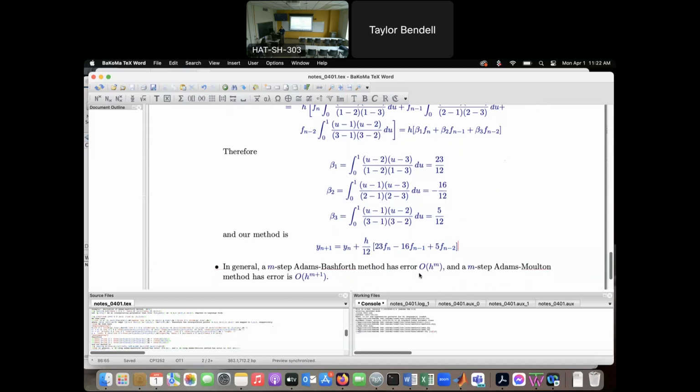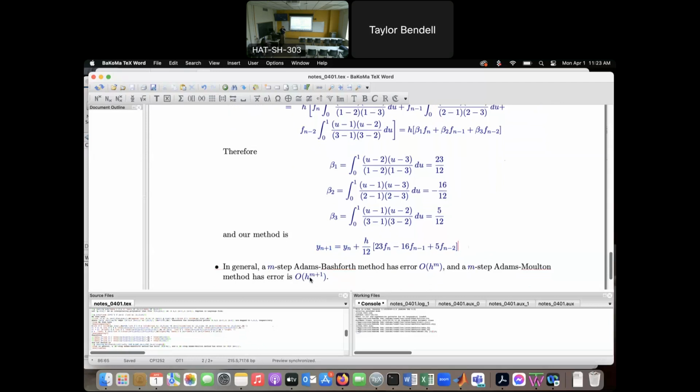Speaking of order of accuracy, an m-step Adams-Bashforth method has mth order accuracy, so the error is proportional to h to the m. This method right here, a 3-step Adams-Bashforth method, is third order accurate. Whereas in the implicit case, the Adams-Moulton method with m steps, the error is h to the m plus 1. The reason for that is, in the implicit case, you have an extra interpolation point at time tn plus 1. So your interpolating polynomial is of one degree greater, which gives you an extra degree of accuracy.